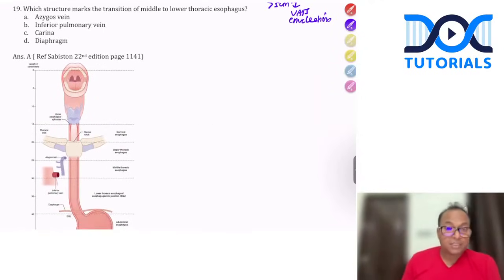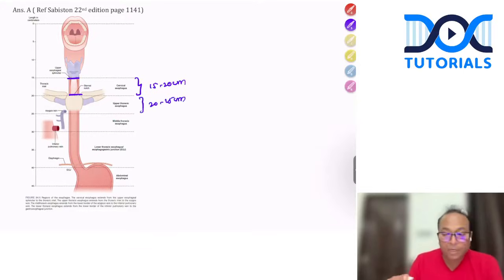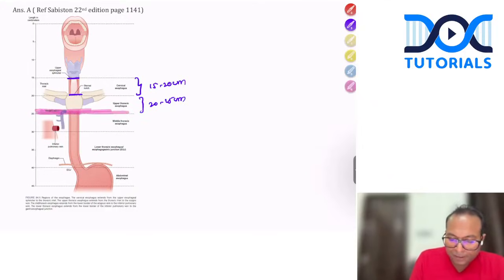This is a NEET SS question. Which structure marks the transition of the middle to lower thoracic esophagus? See, we have 4 parts of the esophagus. Cervical esophagus is from 15 to 20 centimeters. 20 to 25 is upper thoracic. How to know upper thoracic and middle thoracic? The junction is the azygos vein. The azygos vein is a landmark on CT scan between upper thoracic and middle thoracic.